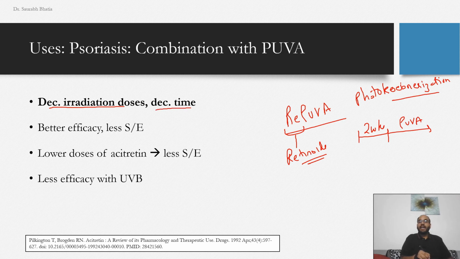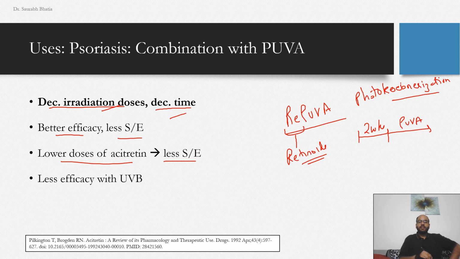It decreases total time for which you are giving phototherapy. Remember, there is a theoretical risk of developing skin cancers with PUVA and phototherapy. So if you decrease the time, decrease the dose, it eventually helps. The combination has better efficacy, less side effects of each other drug. Lower doses of acitretin are used, leading to less side effects, and lower doses and lower time of PUVA are used. So side effects of PUVA are also limited.